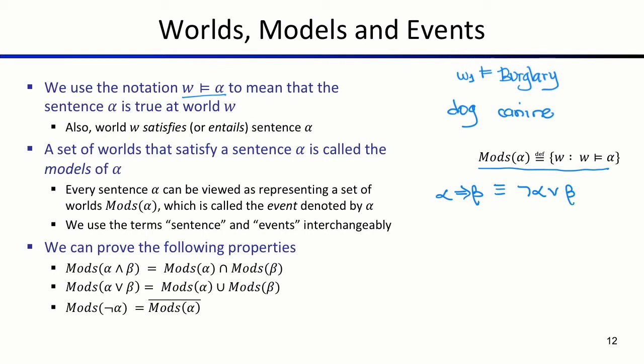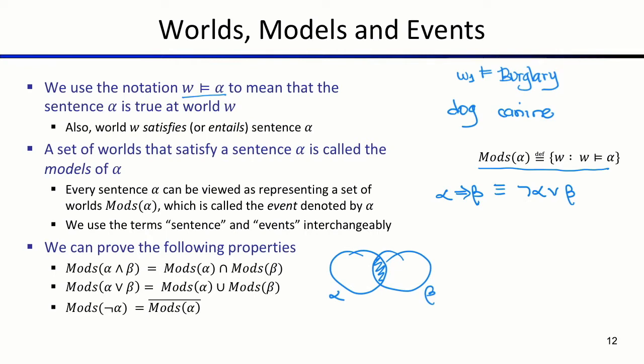If we think that a conjunction of two sentences will only be true when the two sentences are true, we can think that we'll have a set here for alpha and a set here for beta. These are all the words in which alpha is true, and this one is all the words in which beta is true. And the words in which alpha and beta are both true will be the intersection between the two sets.